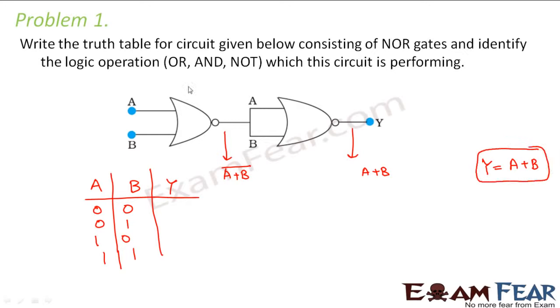So we understood which logic operation it is performing. It is performing the OR operation, right? So your output truth table will be 0, 1, 1, 1, right?